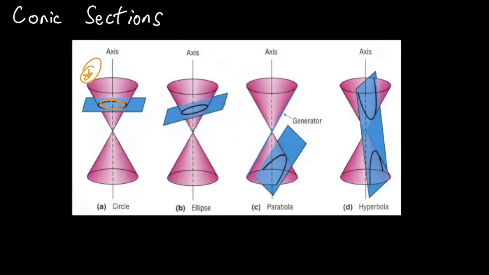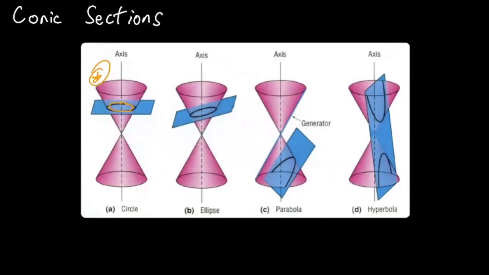For ellipses or ovals, we have an ellipse if we're cutting it at a little bit of an angle. That gives us an ellipse. For a parabola, we end up with a parabola if we're at a very specific angle. And specifically, a parabola emerges if we are parallel to the edge. So if we're parallel to the edge of the cone, then the cross section that we get is a parabola.